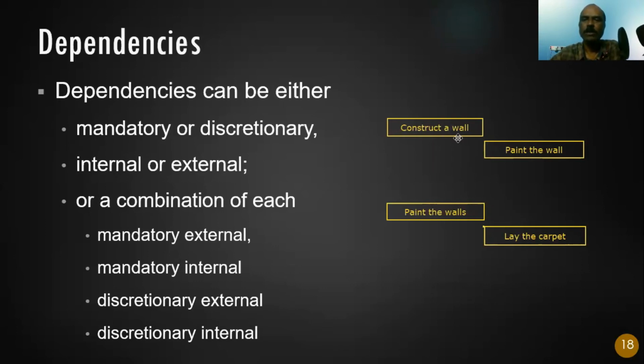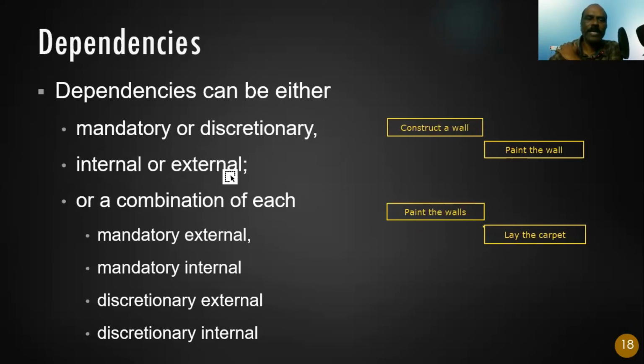The first one is called mandatory. I cannot change it. Nobody can change it. The second one is called discretionary, at my discretion. If I want, I can plan it this way. If I want the other way also, I can plan it. I can also do it simultaneously. Nothing wrong. But this is my discretion. I prefer to do it this way. Right? So this is the difference between mandatory dependency and discretionary dependency.